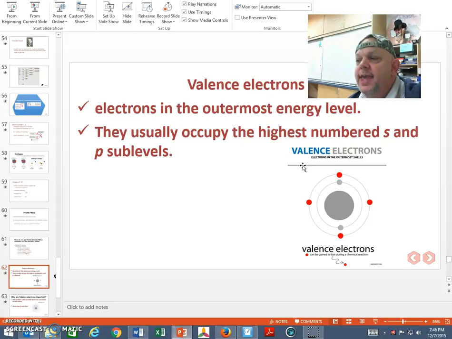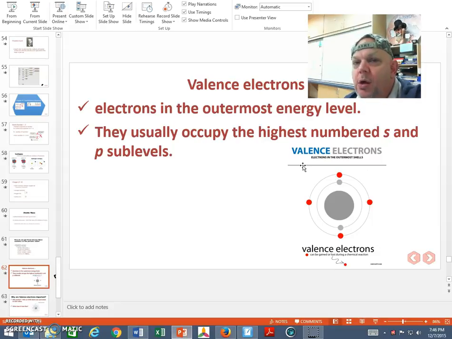And if you notice, you've got your nucleus, that big gray circle, and then two smaller gray circles. Guess what? That's the 1s2. Level 1, sublevel s, 2 electrons in there. Then you've got 4 red dots. What are those? Those are your valence electrons.